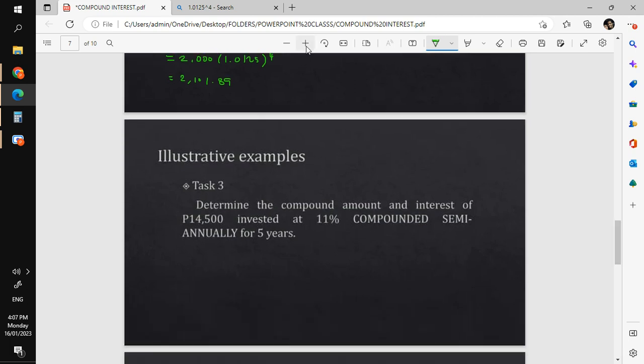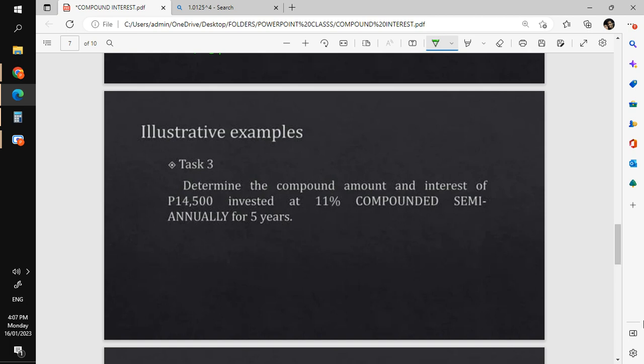Next, we have another example. Determine the compound amount and interest of 14,500 invested at 11% compounded semi-annually. So the principal amount, that's 14,500. The rate of interest, that's 11% or 0.11. The time is given by 5 years, and the number of conversion or the times it is compounded is semi-annually. So we have n is 2. Now P is 14,500. Rate of interest is 11% or 0.11. N is semi-annually, so this gives us 2, and then we have in here our T is 5.